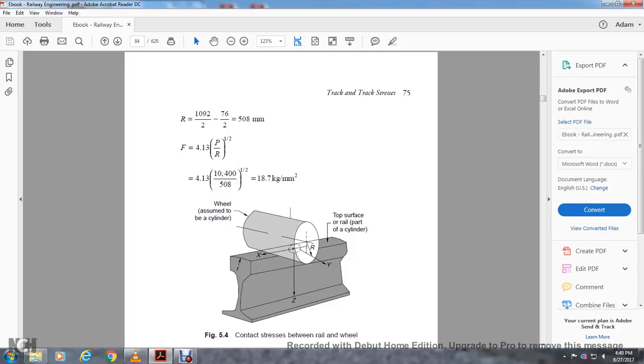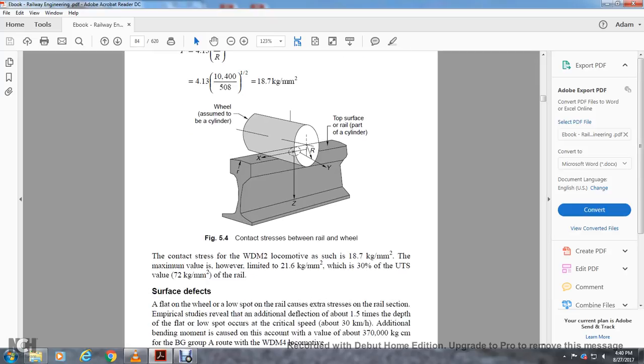Figure 5.4 shows the contact stress in the rail, illustrating the formula we just discussed, with the wheel assumed to be at the center of the top surface of the rail, with the part of the cylinder along X, Y, and Z, and R. The contact stress for the WDM2 locomotive is about 18.7 kilograms per millimeter squared. This maximum value, however, is limited to 21.6 kilograms per millimeter squared, which is 30% of the UTS value of 72 kilograms per millimeter squared of the rail.